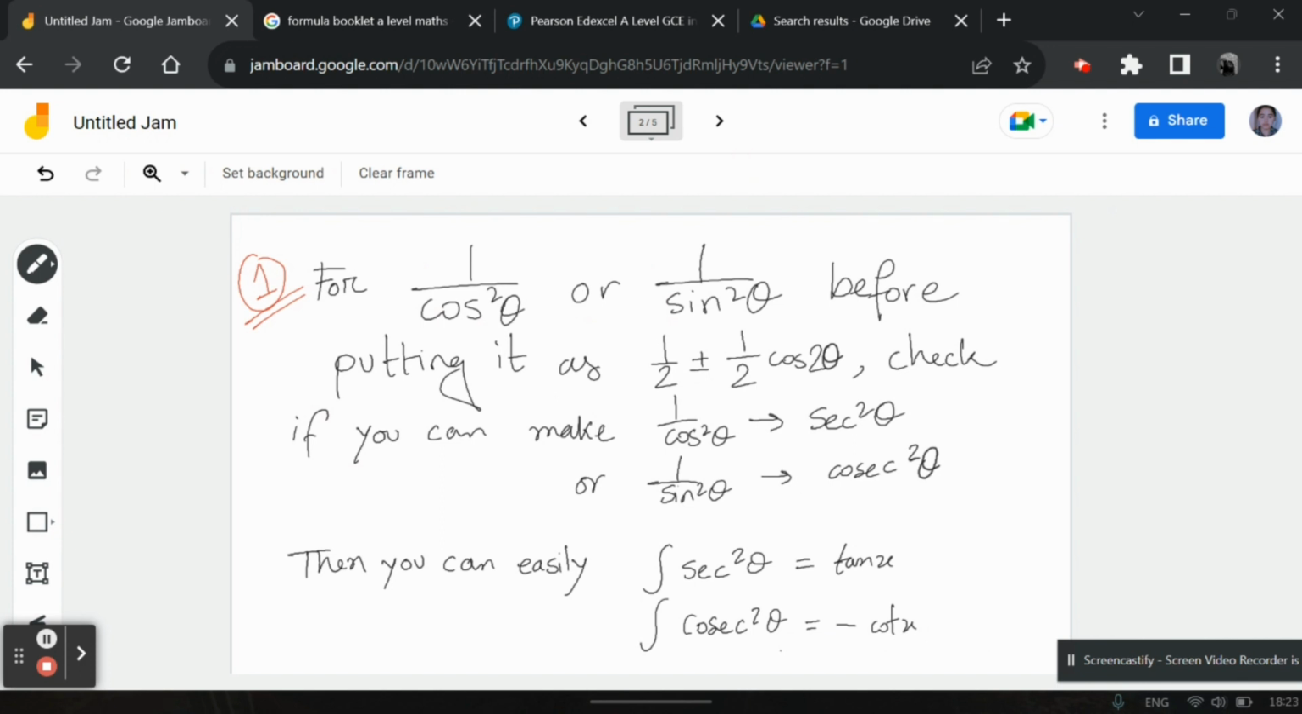So, when you integrate 1 over cos squared theta or 1 over sin squared theta, we normally know that we cannot integrate them. So, we have to convert cos squared theta and sin squared theta into half plus or minus half cos 2 theta, but not always that works.